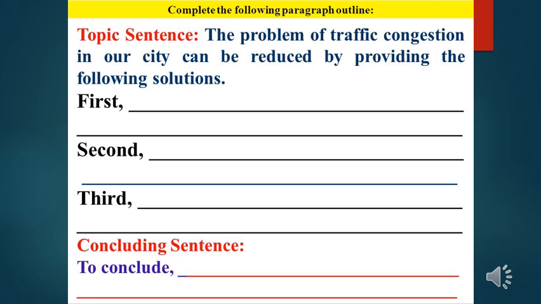Let's move to the second supporting detail. We can say people should obey traffic laws and regulations. This is another supporting sentence. Let's move to the third supporting detail or sentence. We can say the government should enforce punitive laws or fines on traffic offenders.